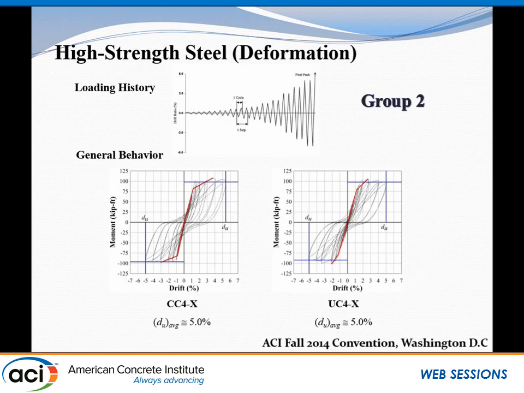This is the hysteretic response of the second group of specimens. Both specimens did not fail under reverse cyclic loading up to 5% drift. They were subsequently subjected to a monotonic push, and they failed due to fracture of the longitudinal rebar with a drift capacity of more than 15%.